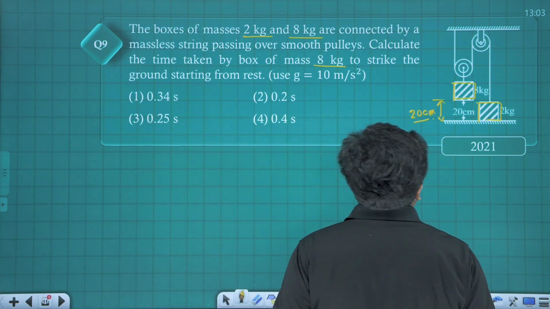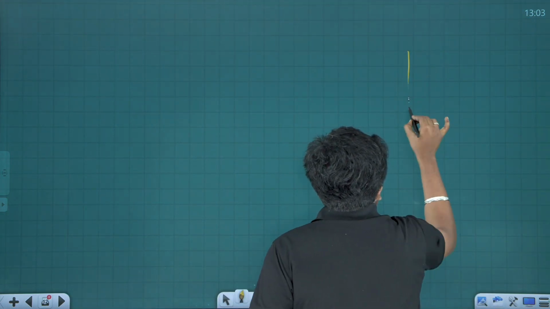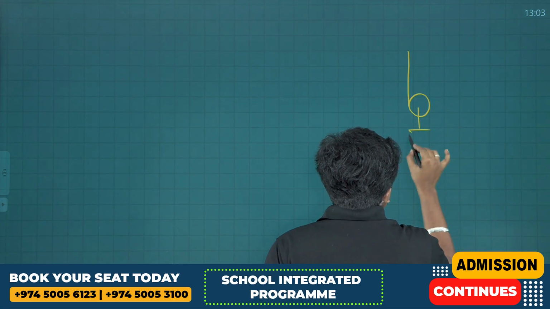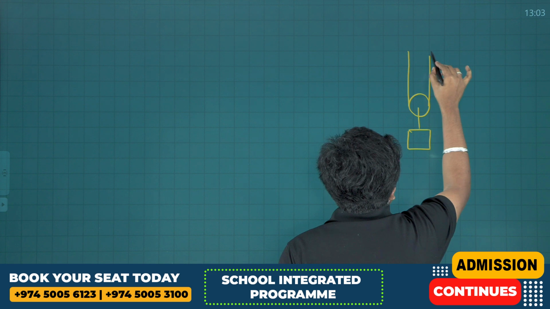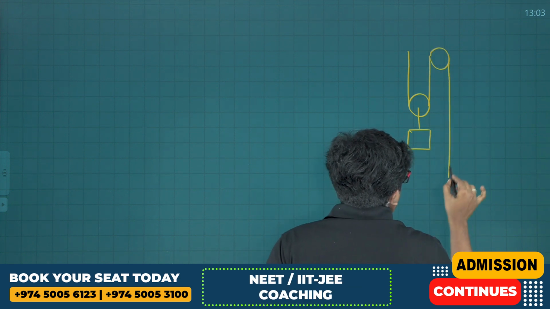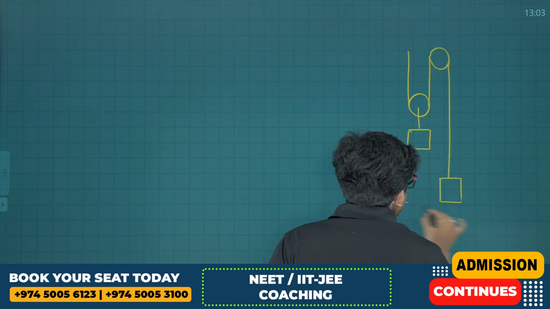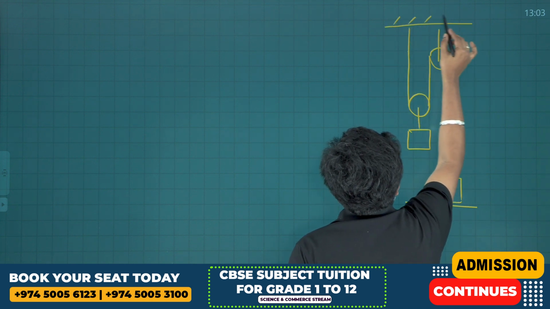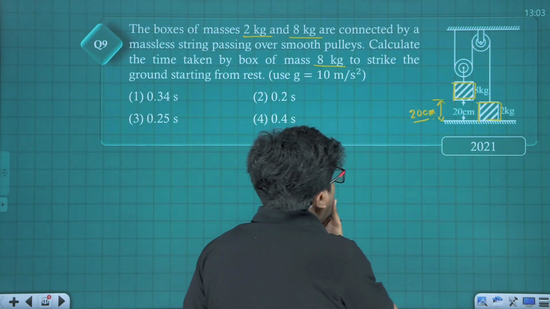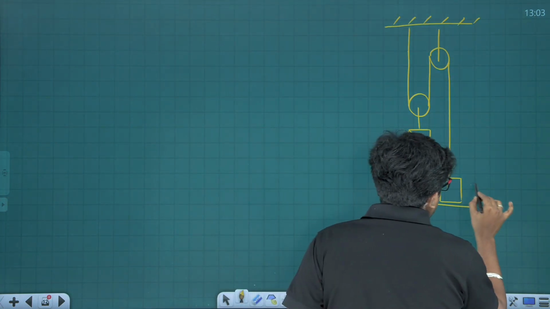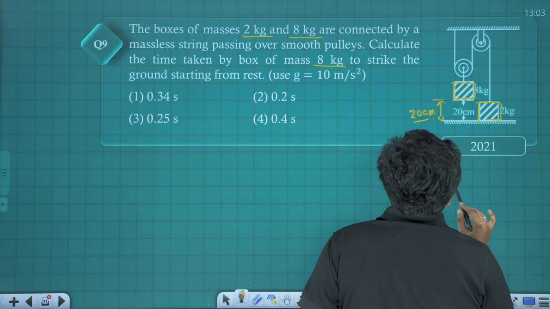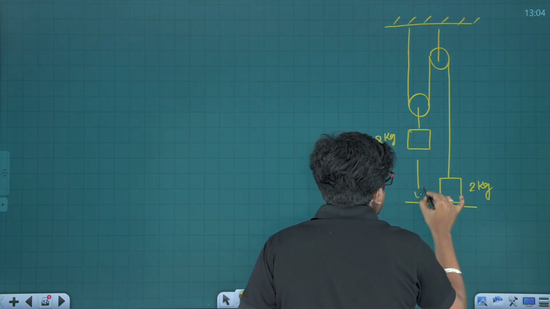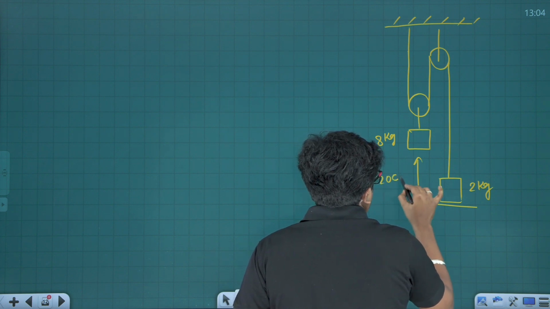So here we have got one string coming like this and a pulley here, and this is the mass. Now let this be the second string and pulley, and this is the first mass, connected like this. So this is 2 kg and this is 8 kg and this is 20 centimeter.